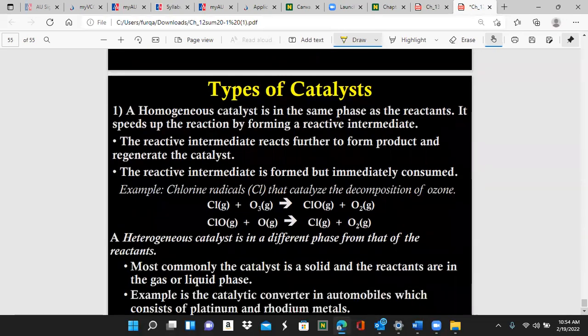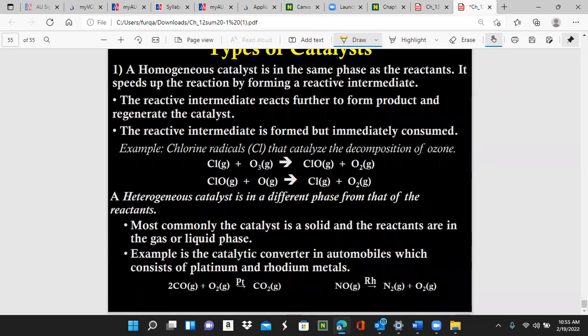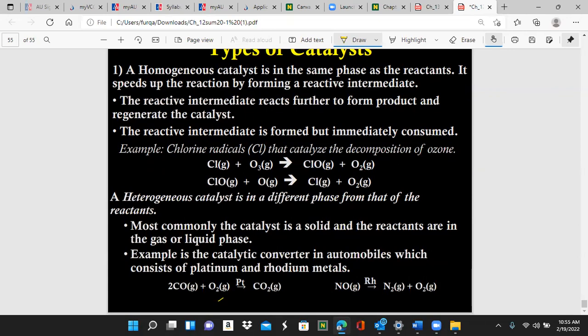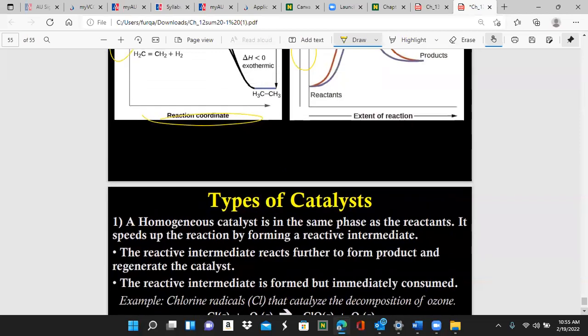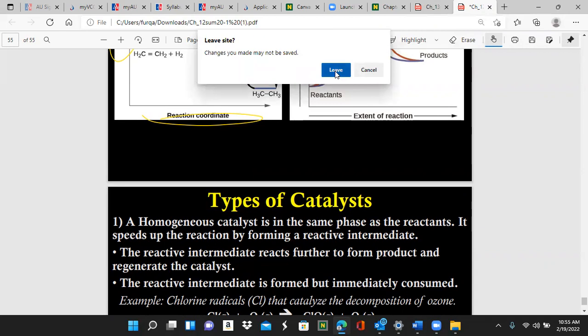Types of catalyst: homogeneous versus heterogeneous. Homogeneous is when you have all the reactants in the gaseous form, and the catalyst is in the gas phase as well; that is called a homogeneous catalyst. Whereas here we're using a solid catalyst, that's called a heterogeneous catalyst, where the physical state differs from that of the reactants and products. That's all it is. You have probably already covered all the material, so this is just a review for you guys.